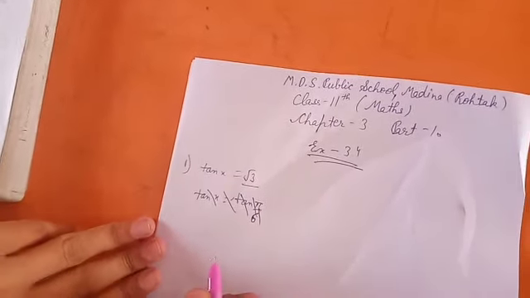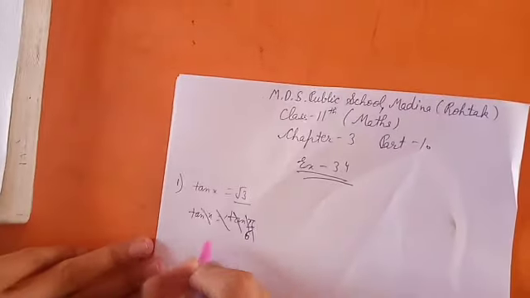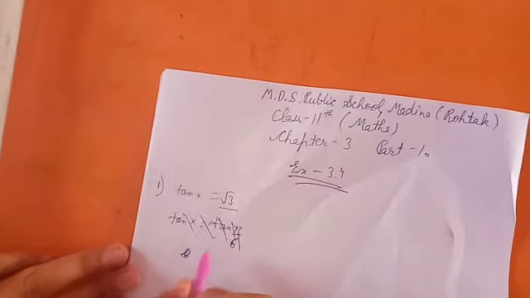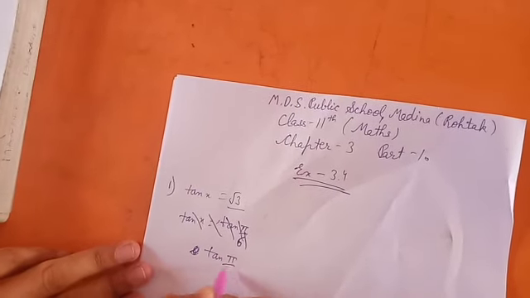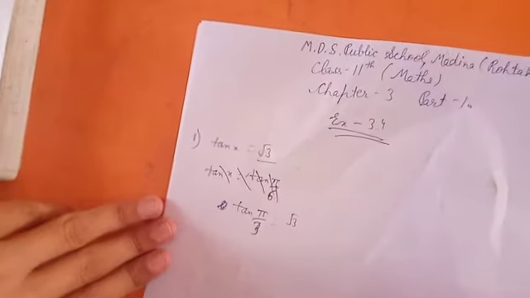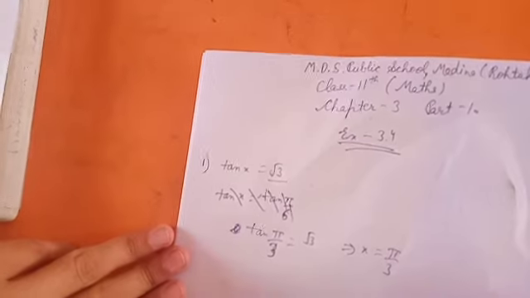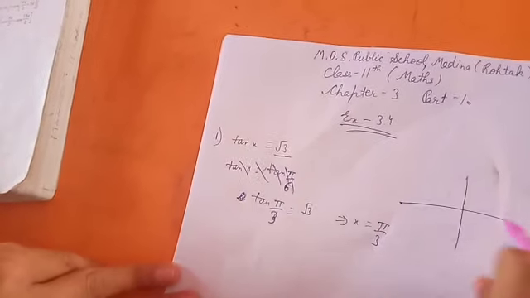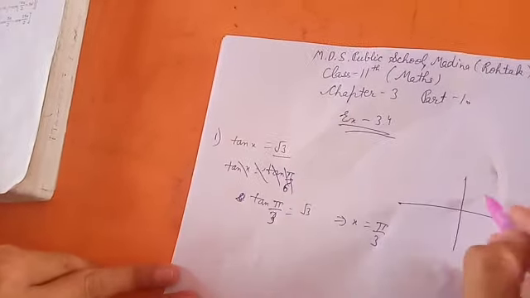For finding principal solution, what you have to do? You can put tangent x is root 3. So tangent pi by 3 is equal to root 3. That means x is equal to pi by 3. Okay. Now next, it is positive in this quadrant and positive in third quadrant.